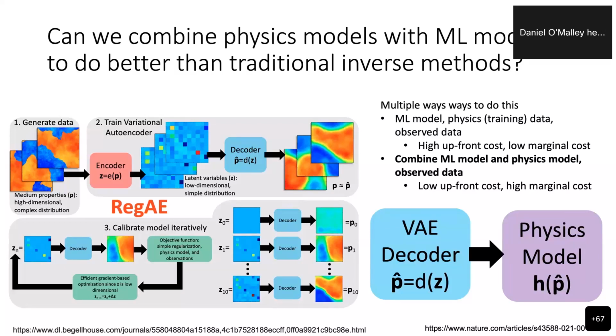The advantage of this is that it has a very low marginal cost. If you want to do one more inverse analysis, you just need to run the machine learning model one time, and that's extremely fast. The downside is that it has a high upfront cost. Generating the training data is very expensive, and in some cases it can be more expensive than just doing the inverse analysis in the first place. There are places where it's useful, for instance if you want to do things in real time, which I think is relevant for SMART.